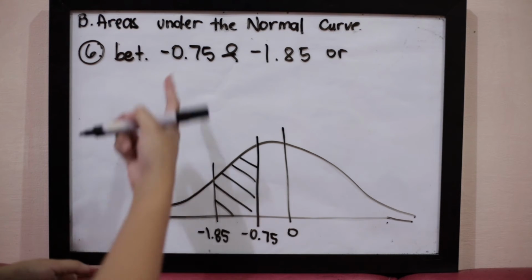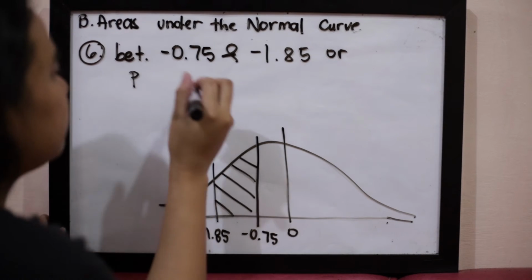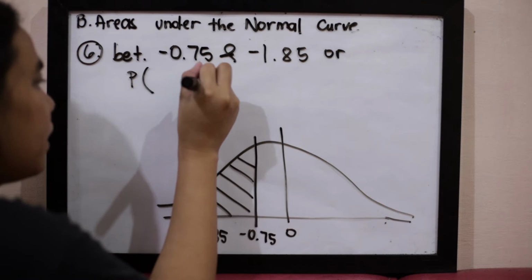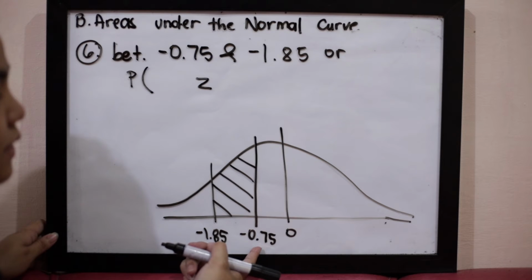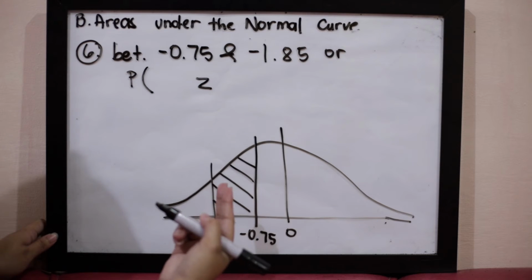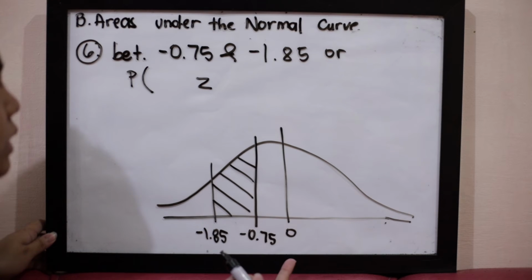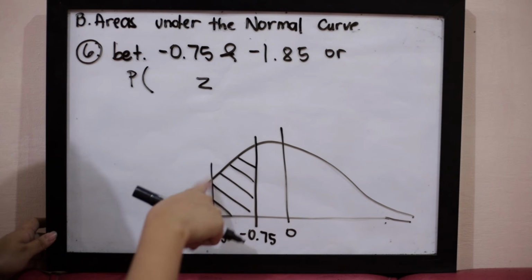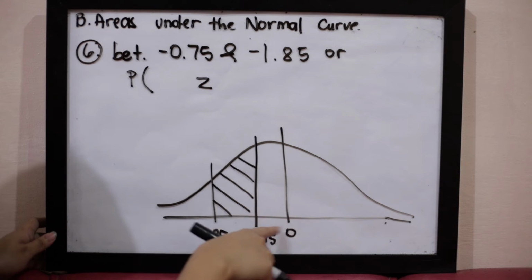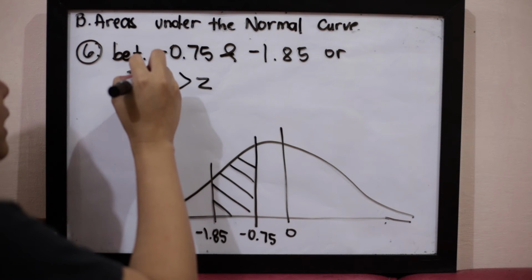Now, in symbols, how are we going to name this one? In symbols, we have the probability of Z. Is it greater than or less than 0.75? You have to take note that this is a negative number. Right? So, for a negative number, the closer it is to 0, the greater its value. Meaning to say, because the numbers are farther away from 0 than 0.75, it is less than negative 0.75.